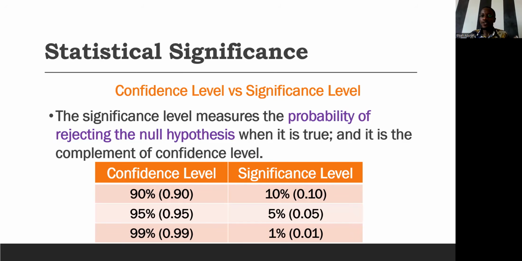There is something that we refer to as confidence level and significance level. The significance level, we said, measures the probability of rejecting the null hypothesis when it is true, and it's the complement of confidence level. We've come across this when we were looking at the concepts and applications in statistical inference. So we said that a 90% confidence level is associated with a 10% significance level, 95% confidence level with a 5% significance level, and 99% confidence level with a 1% significance level. The remaining part of the percentage after the confidence is the significance level. That's why we say it is the complement of confidence level.